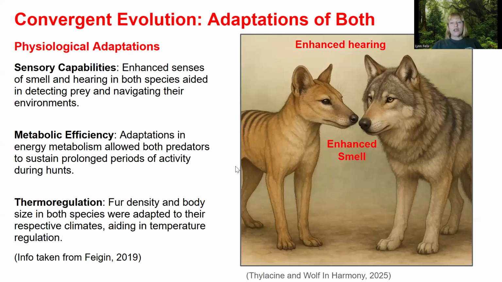And finally, physiological adaptations, sensory capabilities. Enhanced senses of smell and hearing in both species aided in detecting prey and navigating their environments. Metabolic efficiency, adaptations in energy metabolism allowed both predators to sustain prolonged periods of activity during hunts. And thermoregulation, fur density and body size in both species were adapted to their respective climates, aiding in temperature regulation.